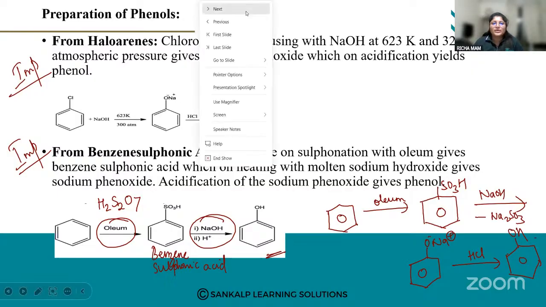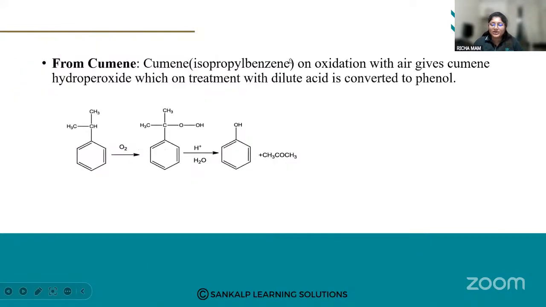Okay. Further, next is from cumene. Another important question. All these name reactions are important, so mark this also important for 2 to 3 marks. Very important question, that is from cumene, for phenol.